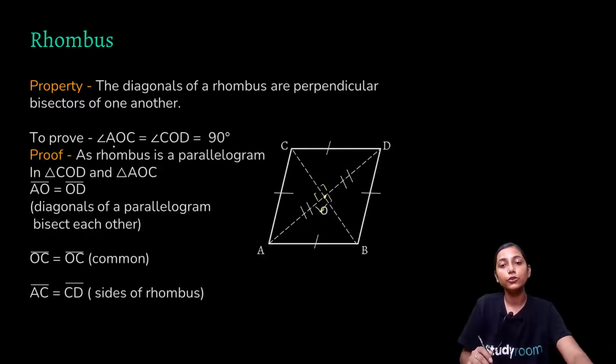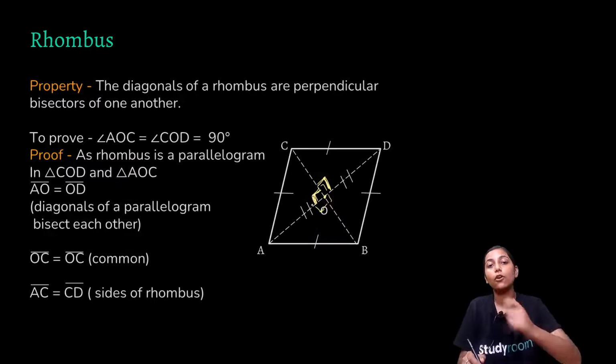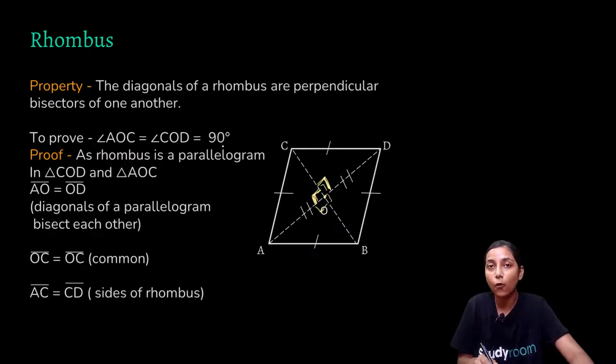Now, what do we need to prove? We need to prove that angle AOC is equal to angle COD, and these two angles are actually equal to how many degrees? These are equal to 90 degrees. That is perpendicular. These are perpendicular, right?